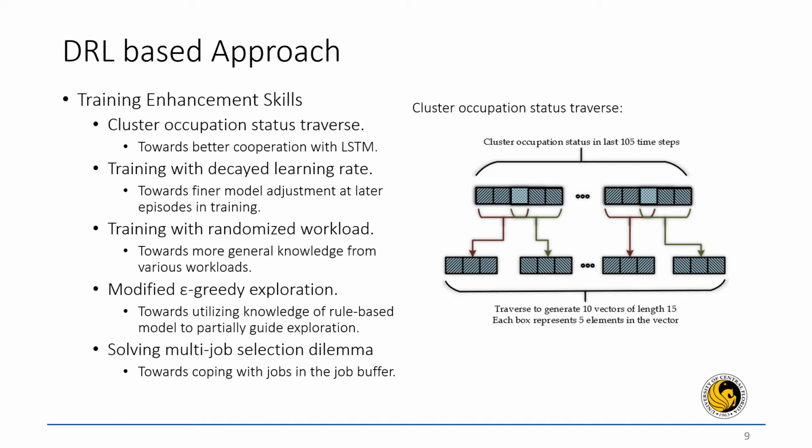For training with decayed learning rate, we hope this can assist in getting more swift model change in the early stage and finer adjustment in the later stage of the training. We also adopted some skills from our previous publication as reference 12, including training with randomized workload, modified epsilon greedy exploration, and a skill for letting the approach also select a job when making scheduling decisions when there are multiple jobs awaiting scheduling. This could cope with the situation if multiple jobs exist in the global job buffer, which holds all jobs before deployment to the cluster.